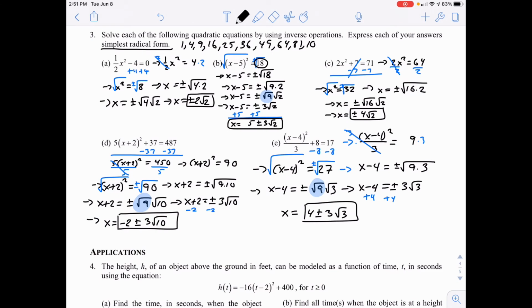Number 4. The height h of an object above the ground in feet can be modeled as a function of time t in seconds using the equation h of t equals negative 16 times the quantity t minus 2 squared plus 400 for all t greater than or equal to 0. This last term here just simply means time can only be 0 or positive. You can't have negative time.